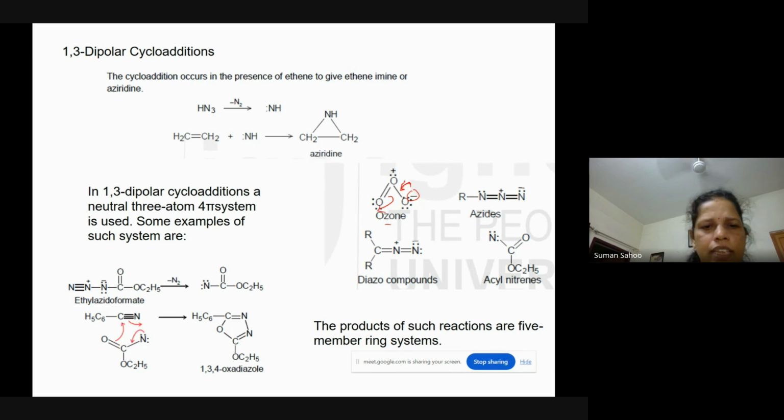So when these nitrenes react with 1,3-dipolar compounds, that undergoes cycloaddition. So when this nitrene reacts with this carbon-nitrogen triple bond, that undergoes 1,3-dipolar cycloaddition to give you 1,3,4-oxadiazole.